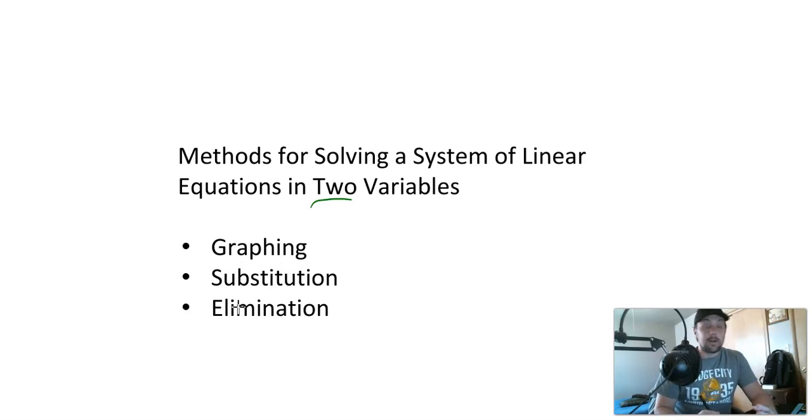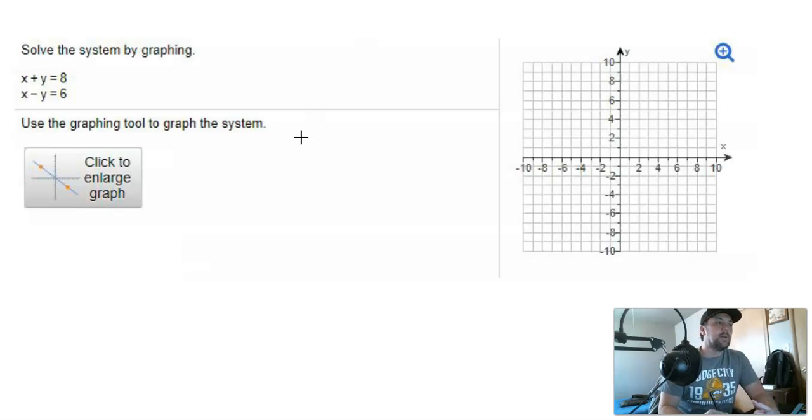Then we have this method called the substitution method, and we have this method called the elimination method. So we will talk about how each of those work in the next 3 examples. All right. So let's talk about graphing first. The way the graphing method works is you take each equation and you have to graph it on the same Cartesian coordinate system.